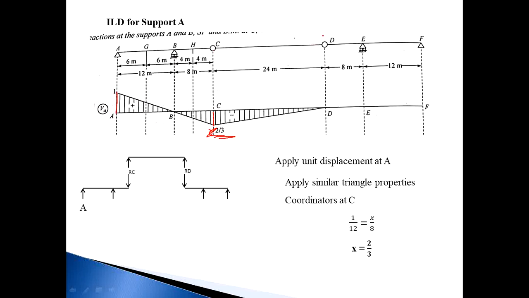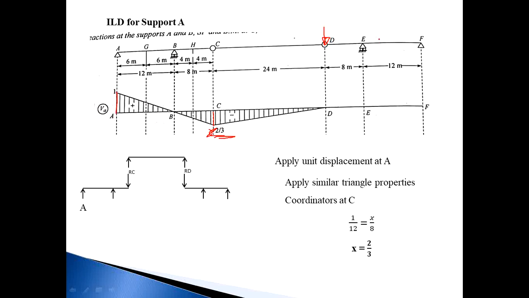Next, the load moves to point D. Whenever the load comes at D, the RC value becomes 0. And due to RC being equal to 0, there is no reaction in between A and B. This means RD is equal to 1, RC is equal to 0, and that RC force is applied on this AB beam. So RA is equal to 0.